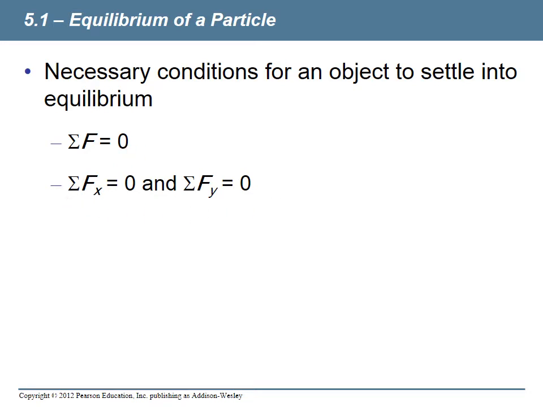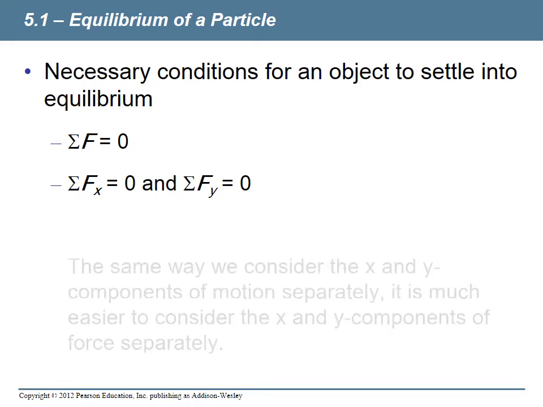Or we can break it into components and say that the summation of the forces in the x direction equals zero. So this would mean there's no motion in the x direction. And then the summation of forces in the y direction is also equal to zero. So again, there's no motion in the y direction. If we started talking about three-dimensional things, we could tack on another one and say the summation of forces in the z direction is equal to zero as well. That's just basically saying that acceleration is equal to zero.